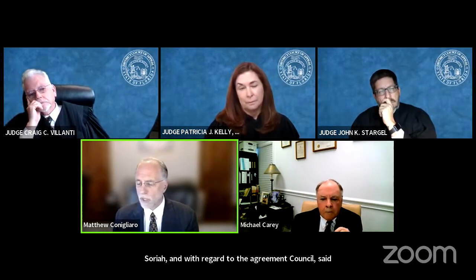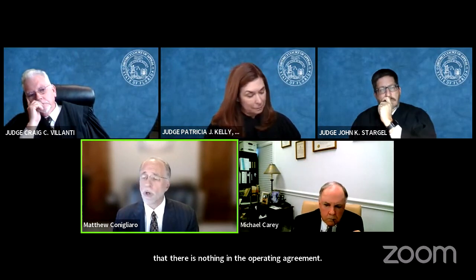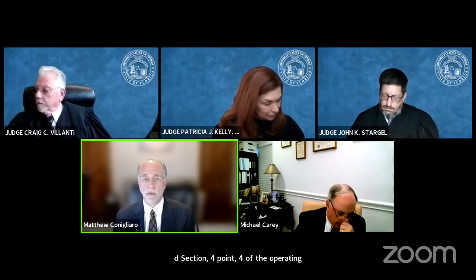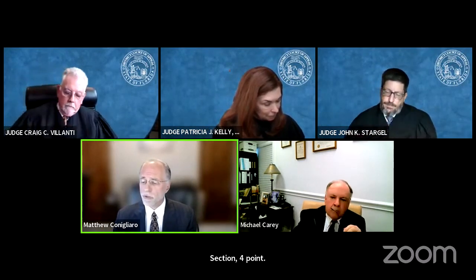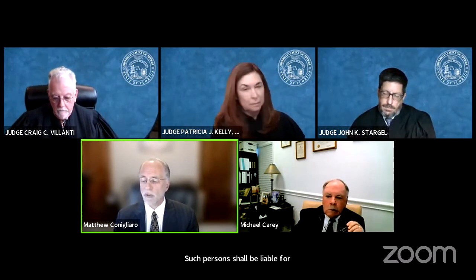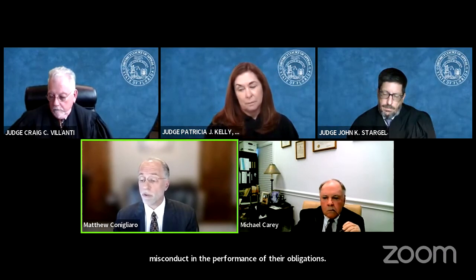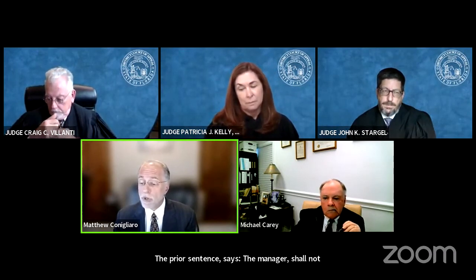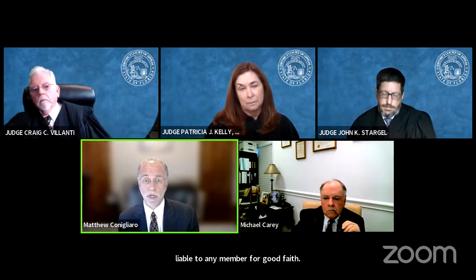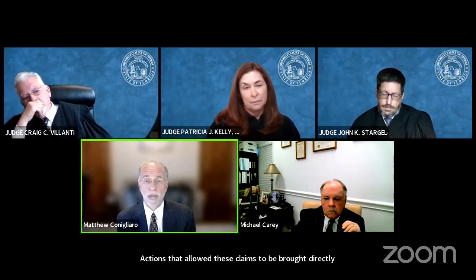I want to direct the court to page 2295 of the record, section 4.4 of the operating agreement, which makes absolutely clear that these could be direct claims. Such persons shall be liable for their own willful misconduct in the performance of their obligations. The prior sentence says the manager shall not be liable to any member for good faith actions. That allowed these claims to be brought directly. These are not derivative claims. If the court has any questions, I'm happy to answer them.